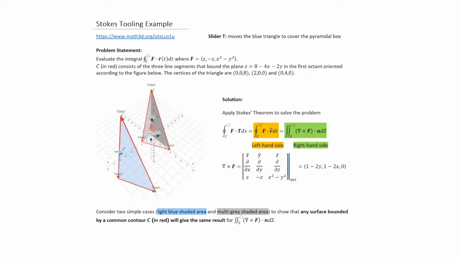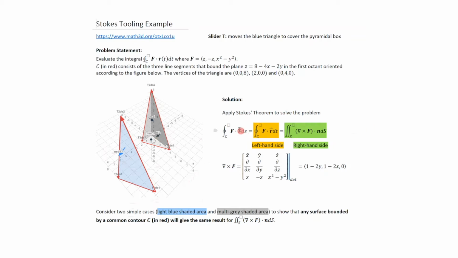So there are two different classes of problems we want to look at. We want to show, in fact, that if we apply Stokes' theorem to this area or these three discrete surface areas, we end up with the same result. The choice of surface is somewhat arbitrary, so long as the surfaces all share the same boundary. That's the contour. So we're going to apply Stokes' theorem to solve this problem.